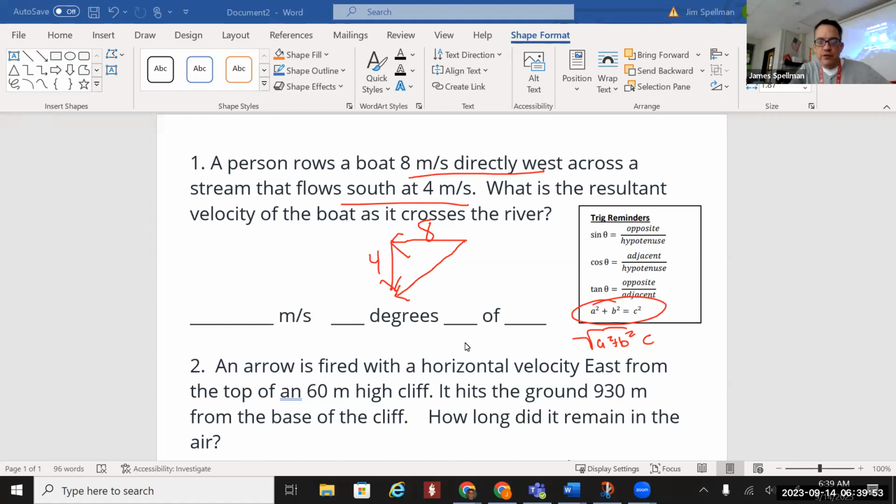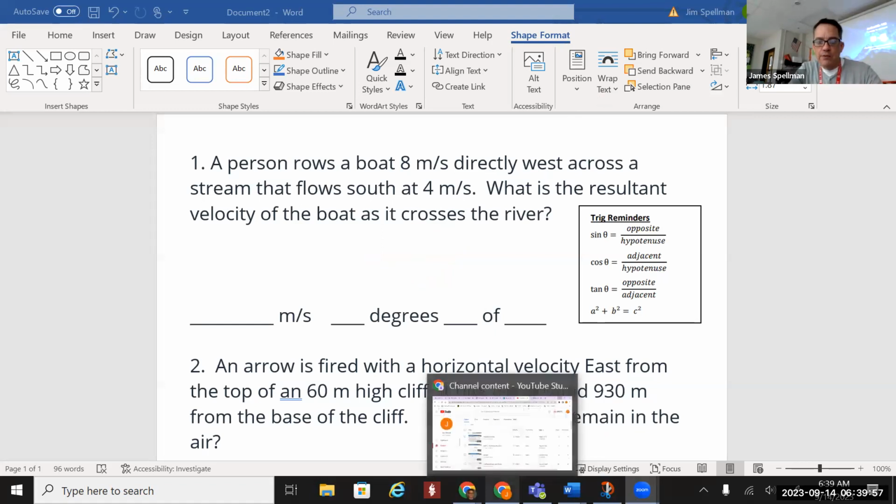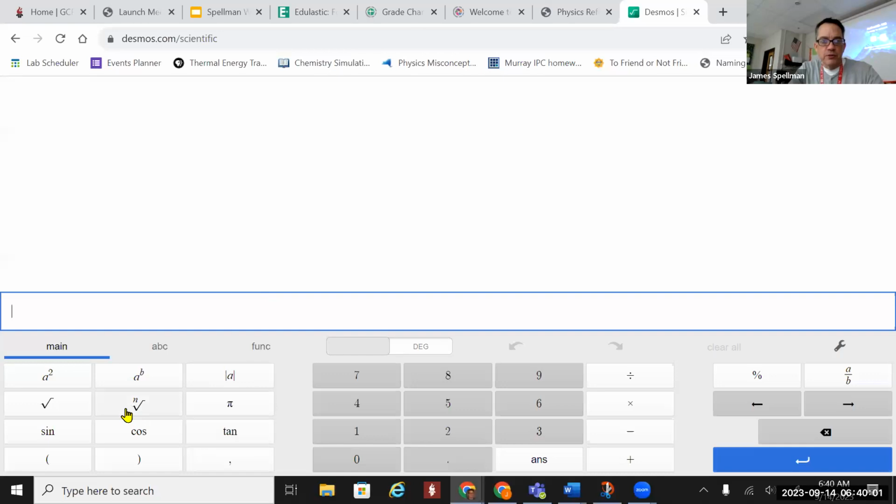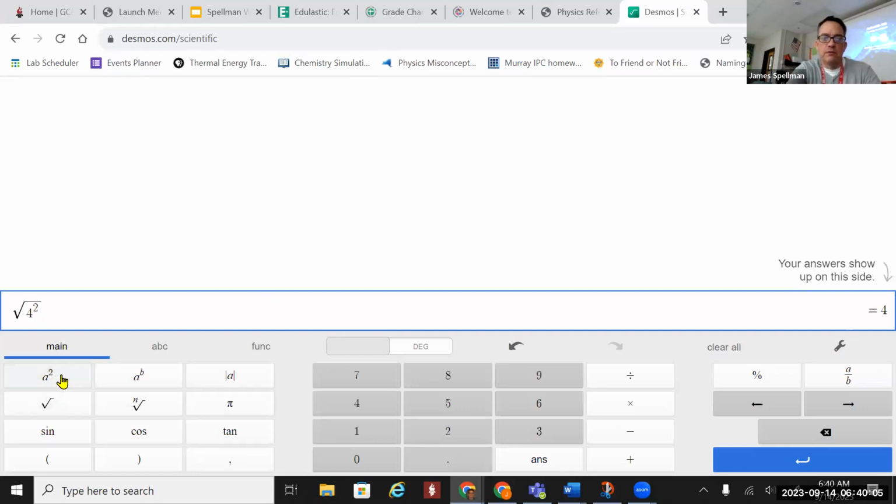I'll clear this out so I can go to the calculator. Not the right one. All right, so square root of 4 squared plus 8 squared, and we get about 8.9. This is our answer for that.